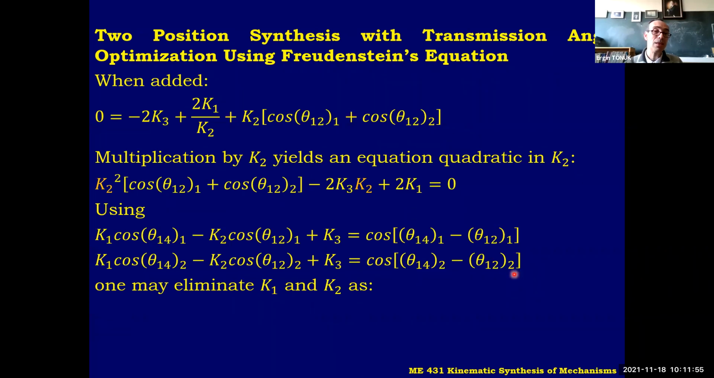And you might think we could write K1 and K3 in terms of K2, but this is not what Professor Freudenstein did. I'm sure he tried each one of those, but the shortest solution is if you eliminate K1 and K2 and write everything in terms of K3 in these two equations, okay? So by using these two linear equations, we will write everything in terms of K3.